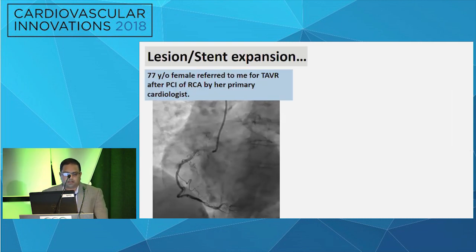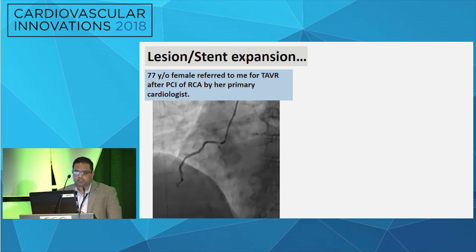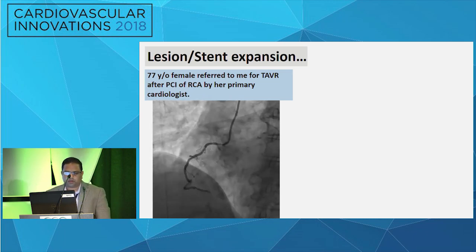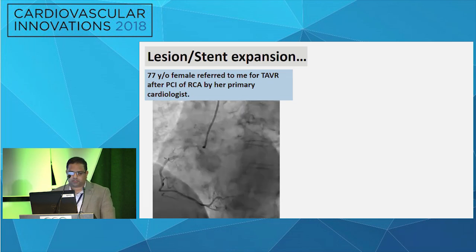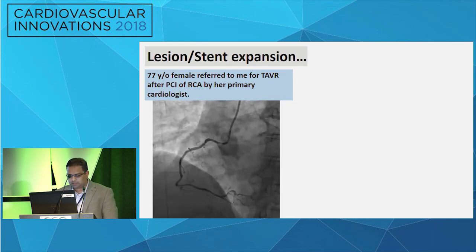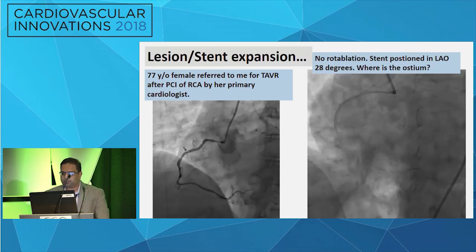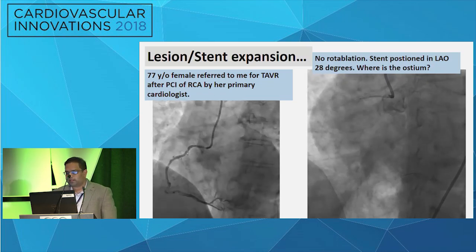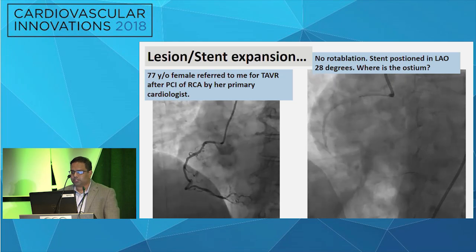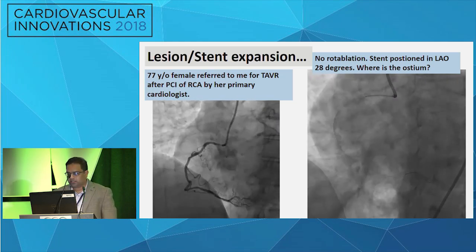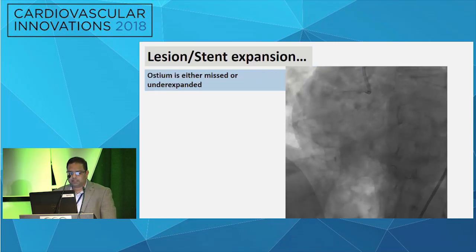Another case that's very painful: a 77-year-old female referred to me for a TAVR after PCI of her right by her primary cardiologist. This is the original image. You can see the heavy calcium and the tight ostial lesion. A stent's position, and in retrospect, when we go back and look at all the films, it's a shallow LAO projection, so the ostium's really unclear. Where is the ostium here?